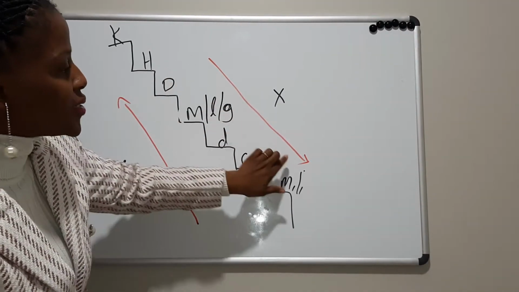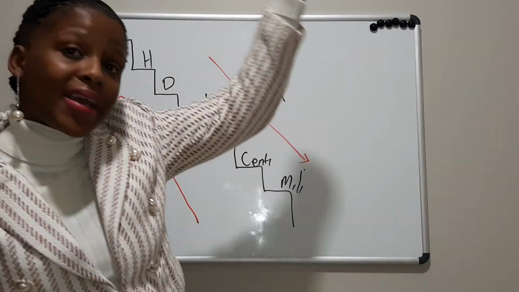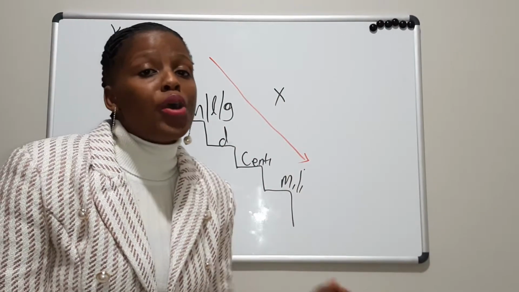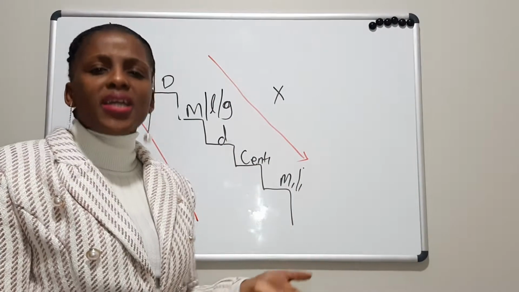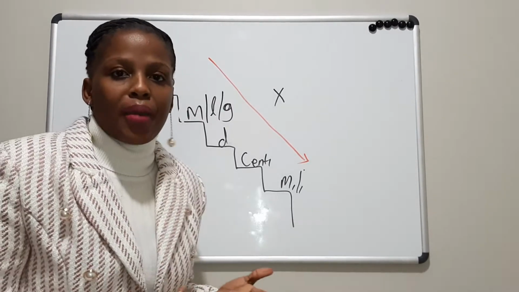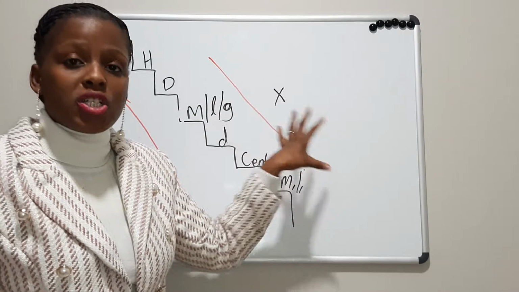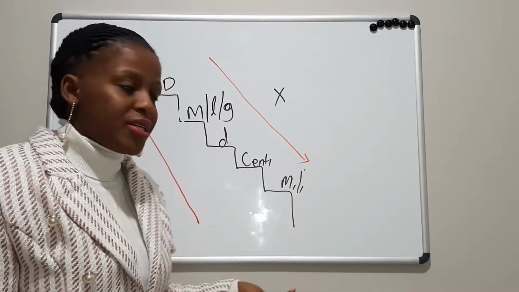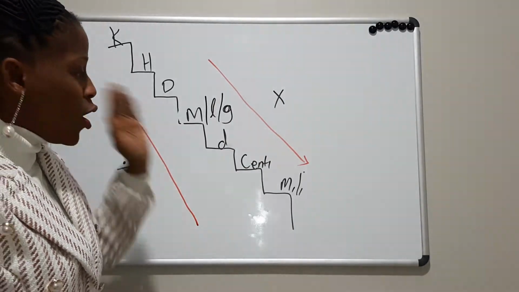And when you are going down, this arrow going down is showing you that when you are moving from a higher unit to a lower unit, you need to multiply. Still imagining a car going downhill, the speed starts to pick up. So now you associate it with an increase, because the multiplication sign is associated with an increase. Then you multiply when you move from a higher unit to a lower unit.